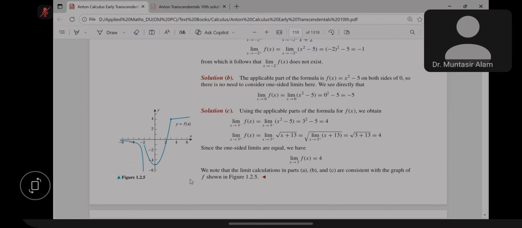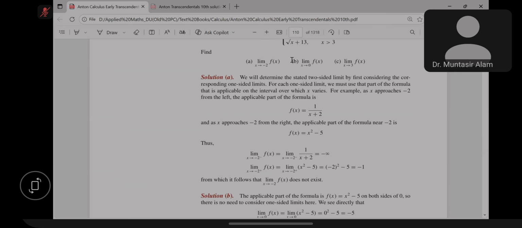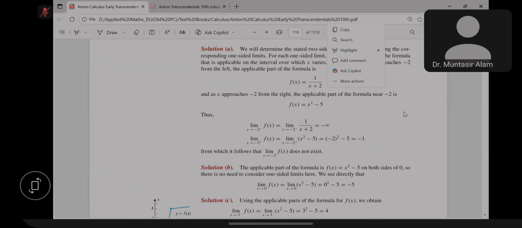From the graph, answer: no, sir. Because if we move to -2 from the left hand side, the limiting value is -infinity. If we move to -2 from the right hand side, the function value or the limiting value is -1, which are quite different.